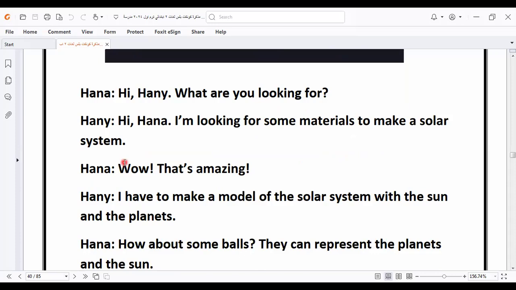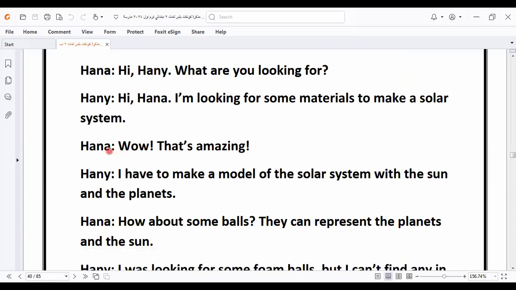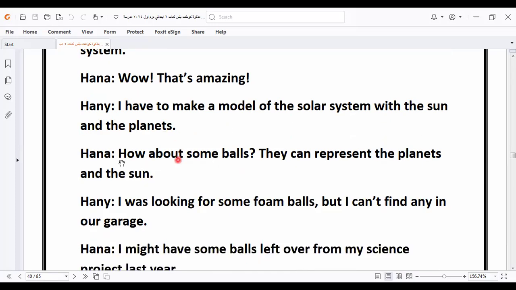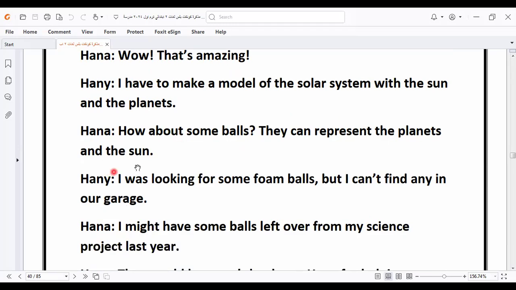All of us know this from science, when we do it in Discover as an activity, and later when we took it in science we do this activity. Hannah: Wow, that's amazing. Hani: I have to make a model of the solar system with the sun and planets. Hannah: How about small balls? They represent the planets. So they use small balls to represent what? To represent the planets and the sun.